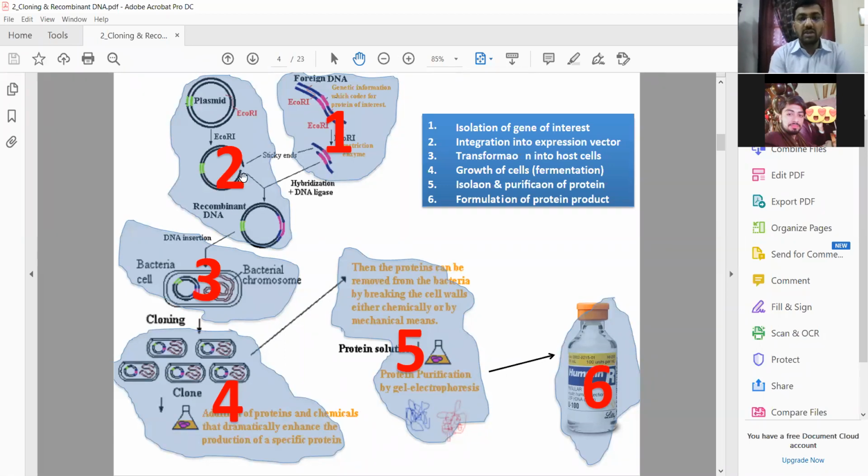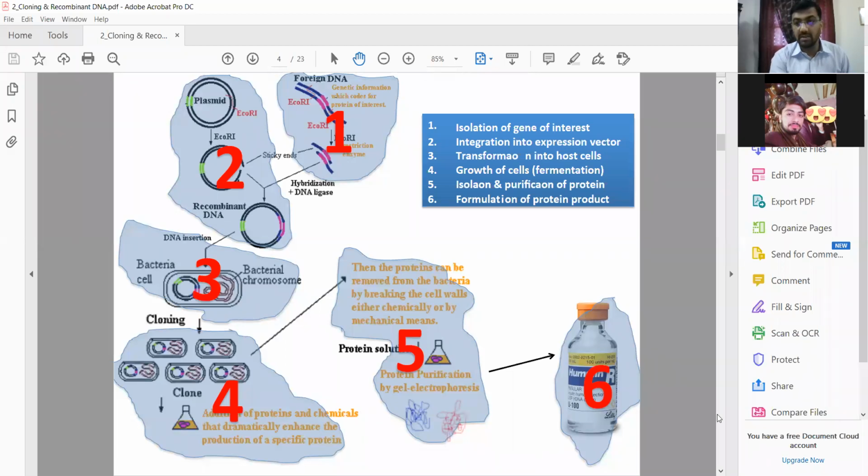On the other hand, we would integrate it into the expression vector, which is restricted with the same enzyme that is present at the ends of the PCR product which we have amplified, or the foreign gene. We would integrate it into the plasmid vector, and then we will transform the bacteria with the recombinant plasmid which we have made.